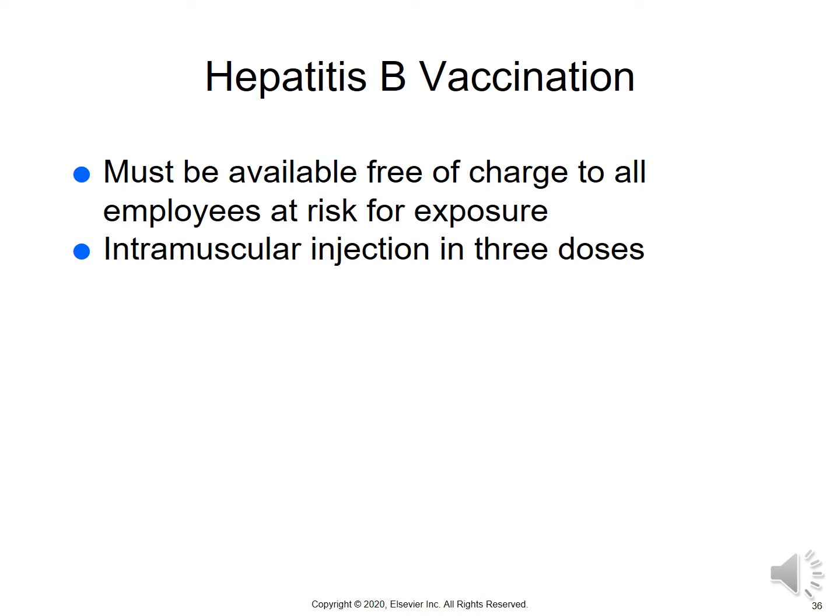Hepatitis B vaccination must be available free of charge to all employees at risk for occupational exposure to bloodborne pathogens within 10 days of starting employment. The vaccine is given by intramuscular injection in 3 doses. The second injection is given usually 4 weeks after the first, and the third injection 6 months after the first. Boosters for the Hep B immunizations are not currently recommended. However, if they are recommended in the future, boosters must be available to the employees without cost.